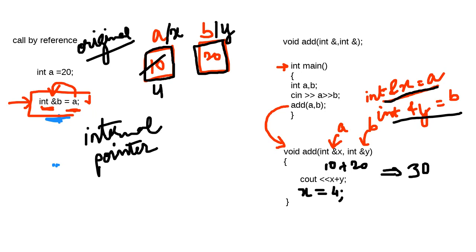Is it clear? This can operate on the original location, so this is also called an internal pointer. That means it's the responsibility of the compiler to take x and y to those addresses. I hope it's clear. Take a minute. Any doubt, let me know. Good. Yes, others, please. Shall we implement it on the compiler then?